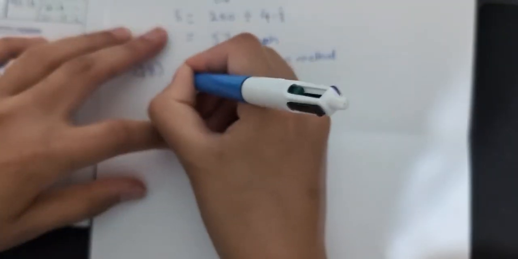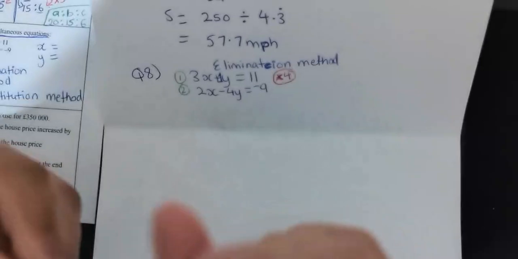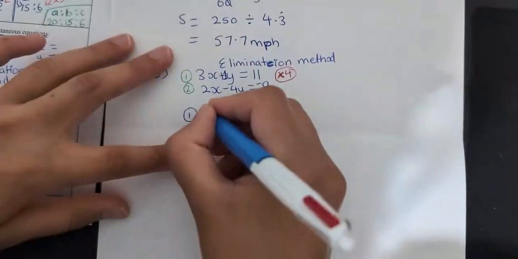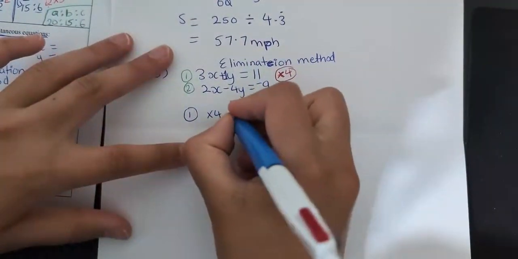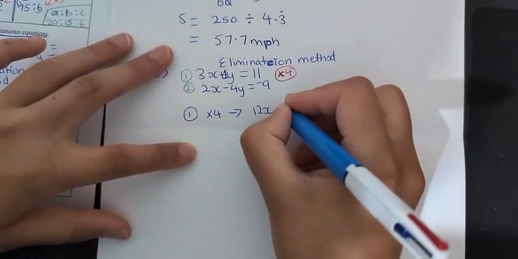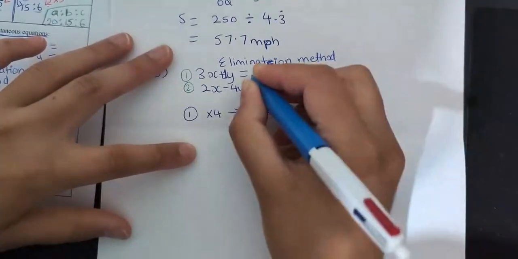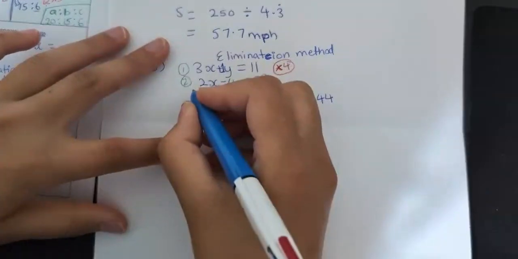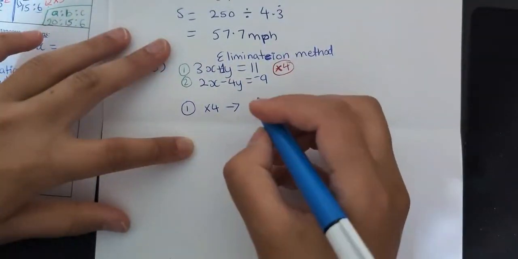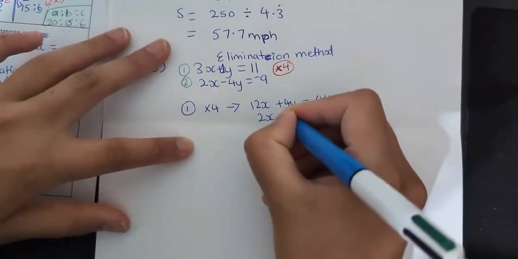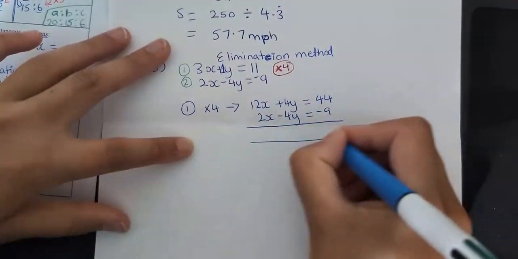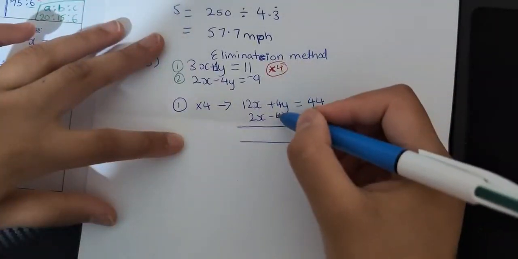We'll also be labeling these as 1 and 2. So if I multiply the whole of the first equation by 4, that means every single term. So I'm going to write down here 1 times by 4. That means 3x becomes 12x, 1y becomes plus 4y, and 11 becomes 44. And the second equation stays the same, and that's where you'll see the magic happening, hopefully. So 2x minus 4y equals negative 9. It's going to stay as it is.